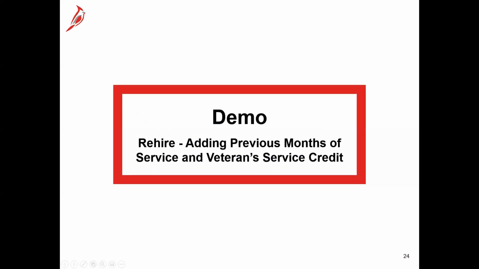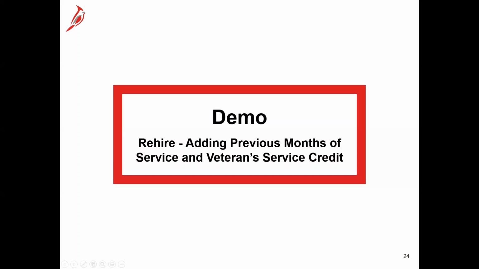All right. So again, we just saw how we would add previous months of service and veteran service credit to a rehire, a recent rehire. Okay. And again, because we just rehired them and we already completed the hire transaction, we're going to use that effective date of the hire to add those service dates, right? If there was a transaction in the way of the hire transaction, we would use that effective date of that current row.